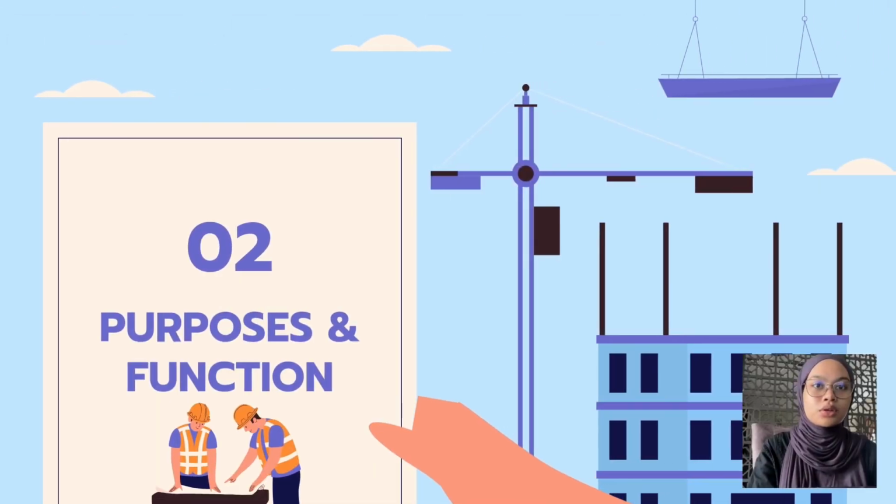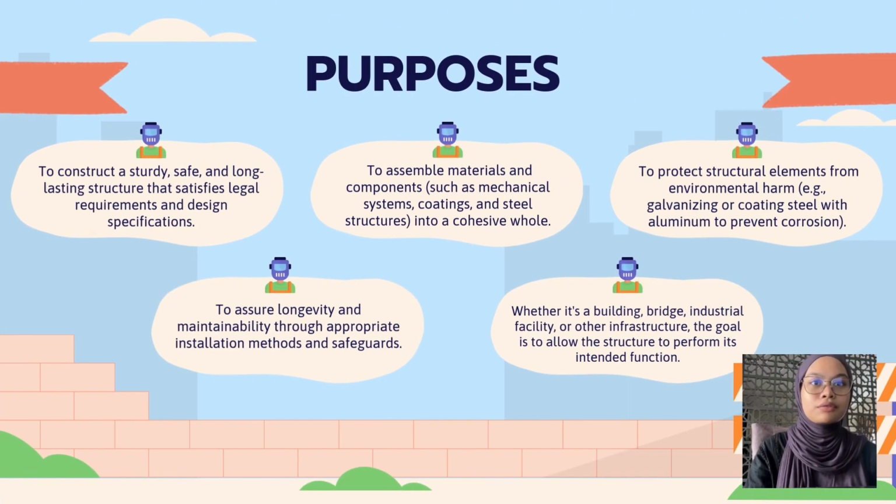So next, I am going to explain the purposes and function of the aluminium coating. We have 5 purposes. The first one is to construct a sturdy, safe and long-lasting structure that satisfies legal requirements and design specifications. Second is to assemble materials and components such as mechanical systems, coating and steel structures into a cohesive whole. Third, to protect structural elements from environmental harm, such as galvanizing or coating steel with aluminium to prevent corrosion.